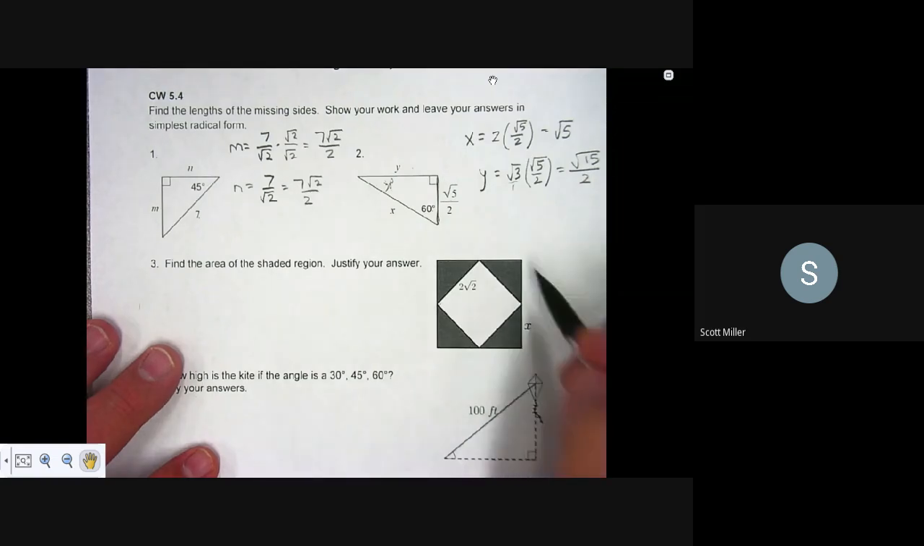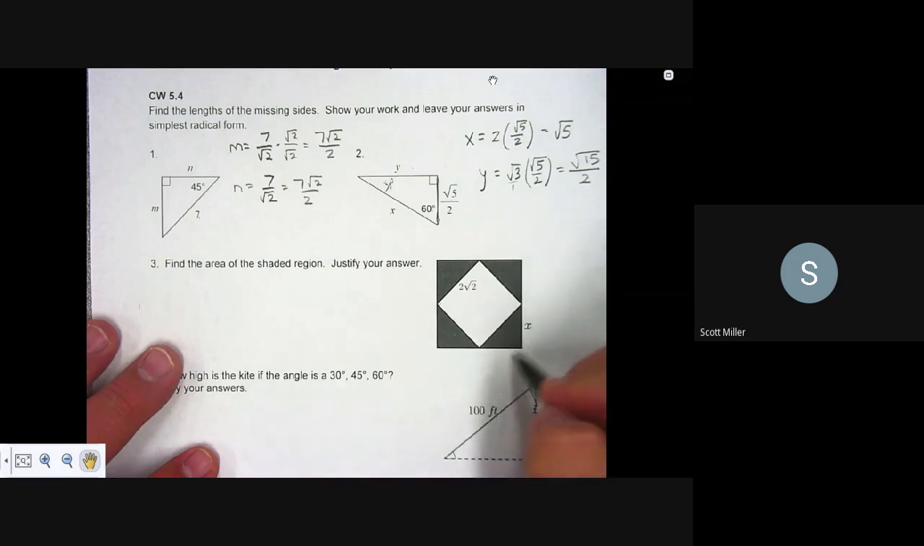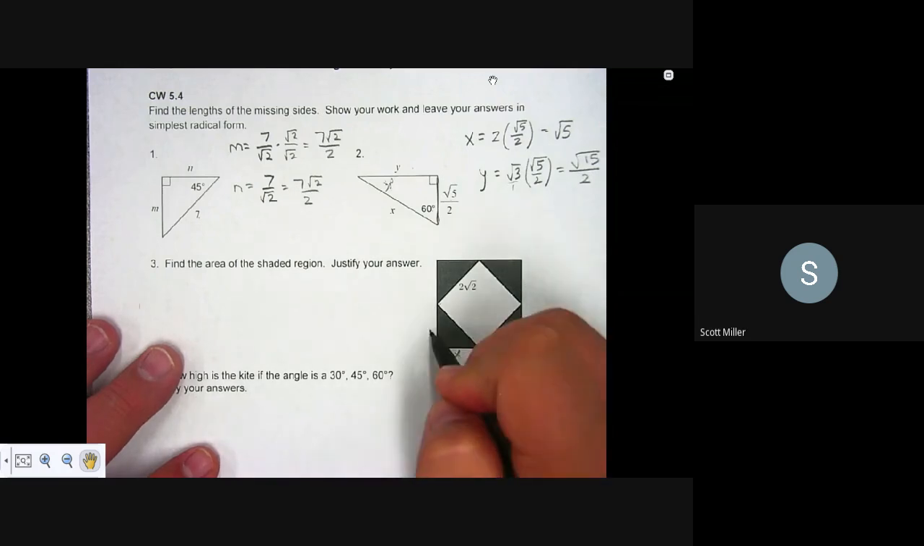So you can recognize that they're all symmetric. So you can just simply take this piece and that piece together and make a square. That one and that one make a square. If this is x, then this is x. So there's a lot of ways to look at this problem.